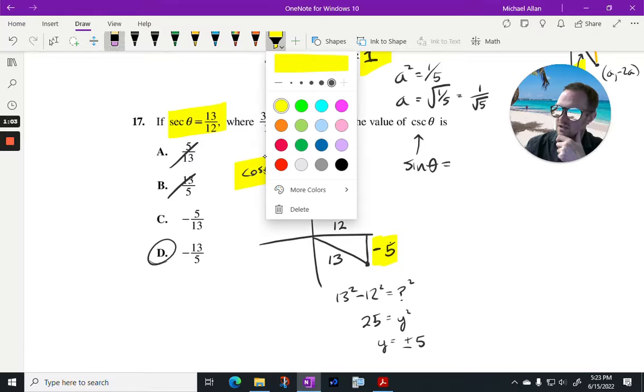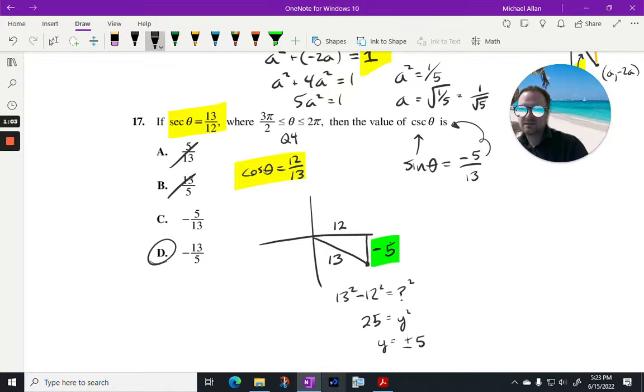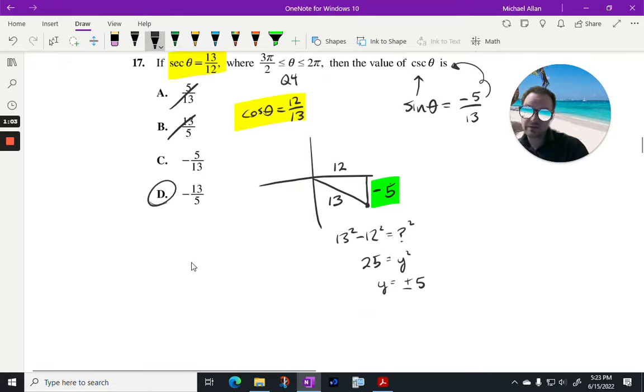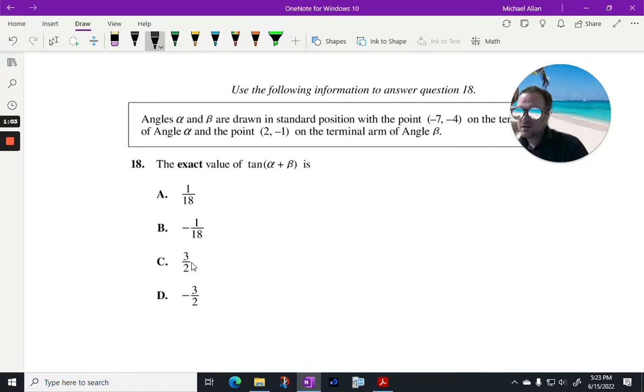Now sine is opposite over hypotenuse, and then we flip it over to get cosecant. So you get 13 over negative 5. Okay, that's a fun one.